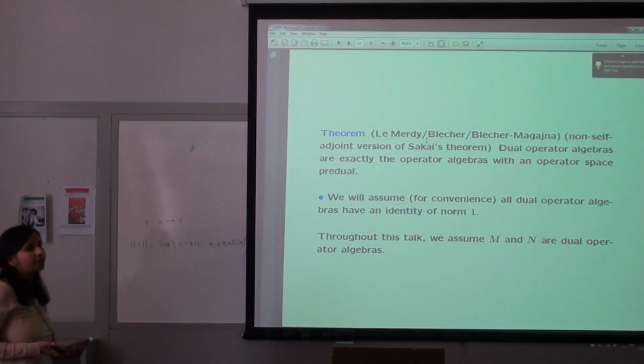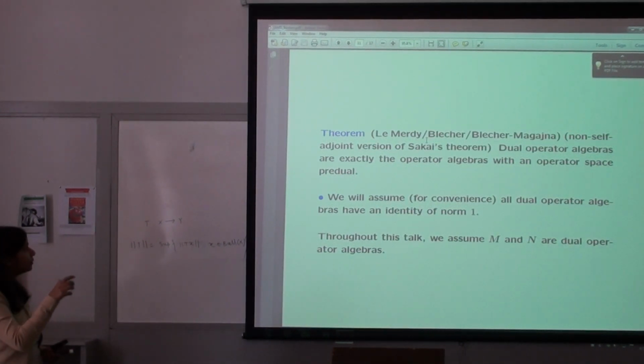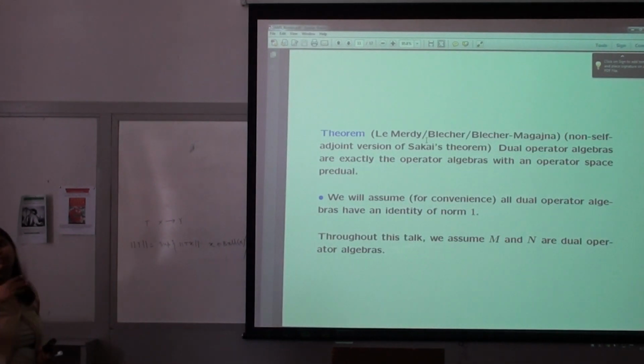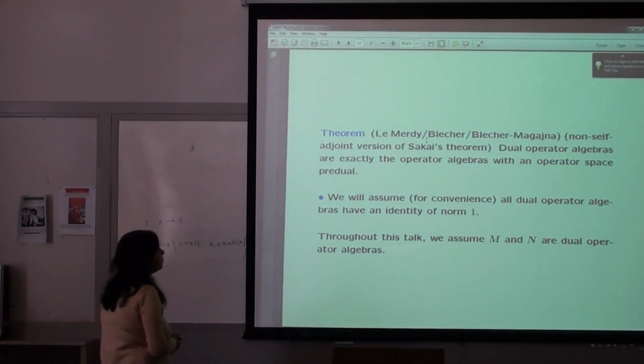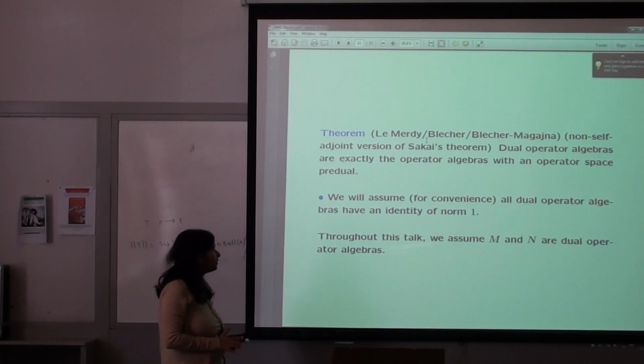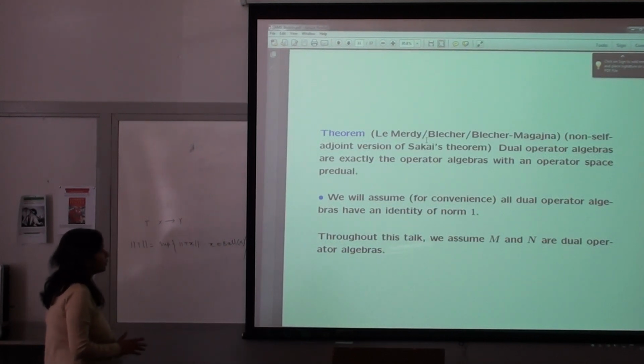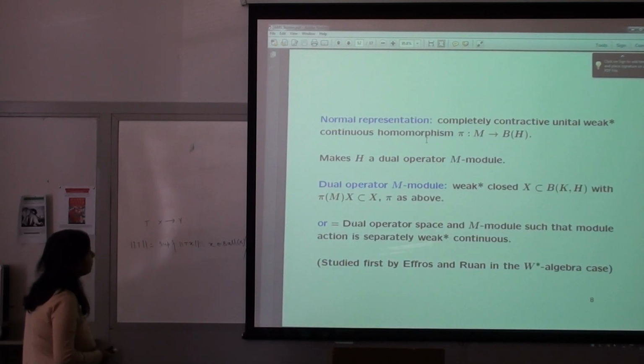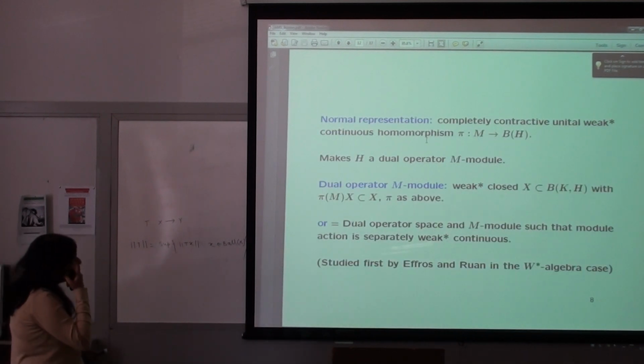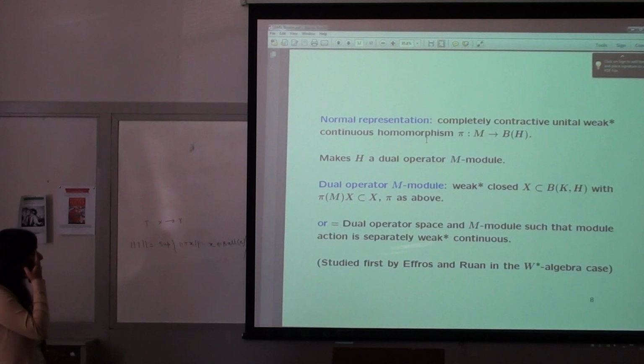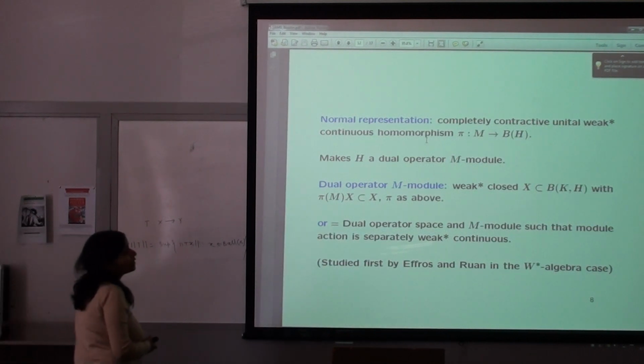So instead of a Banach space, you now have an operator space pre-dual, which means you also have to look at the norms on the n cross n matrices over the space. We will assume that the dual operator algebras have identity of norm 1, and we will reserve the symbols M and N for dual operator algebras. The kind of representation we are interested in in this setting is the normal representation.